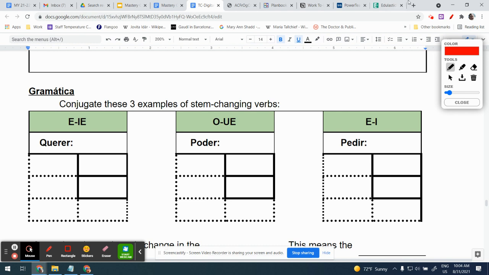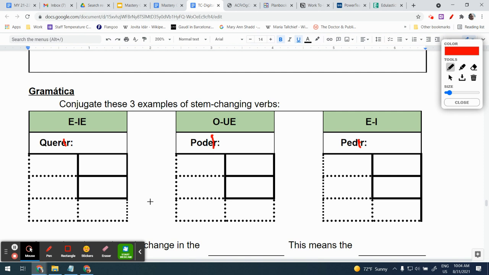For stem changing verbs, we still drop the AR, ER, IR, just like we have been. So in this case, ER on the first two, IR on the last one. But the stem, the part that remains, changes in what we call the boot. The boot is the singular forms and the ellos, ellas, ustedes form.